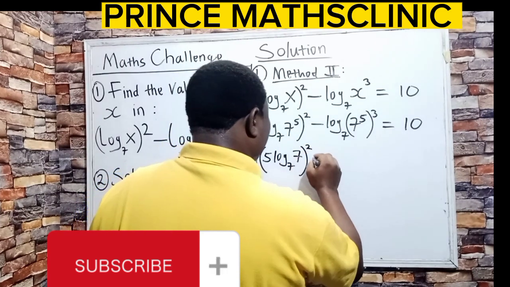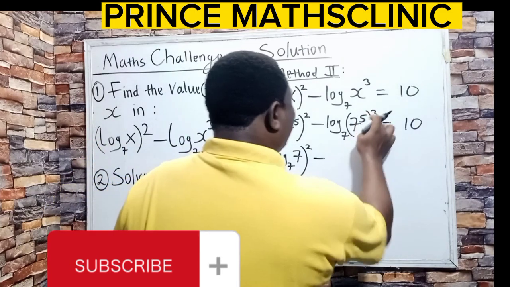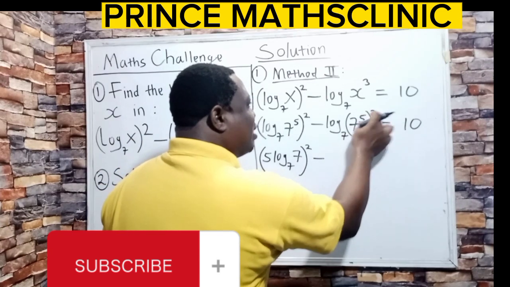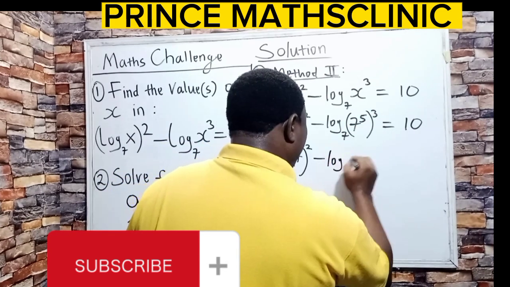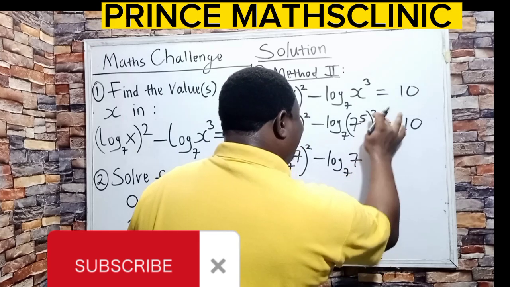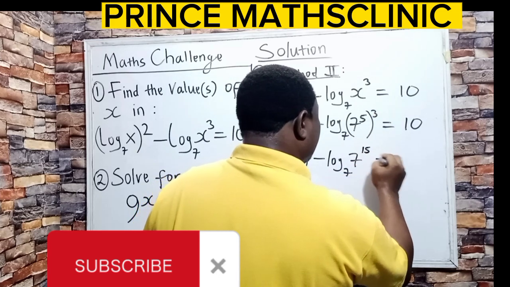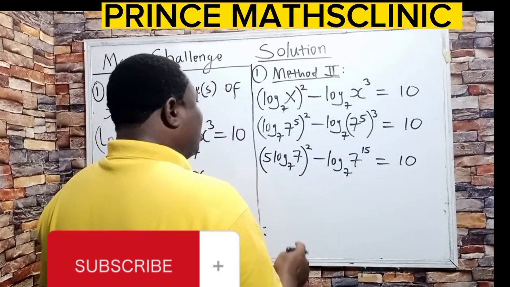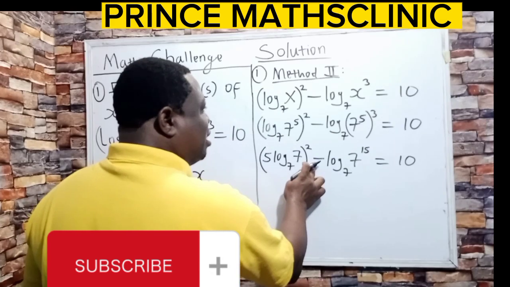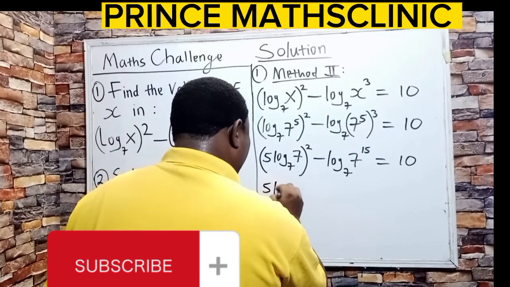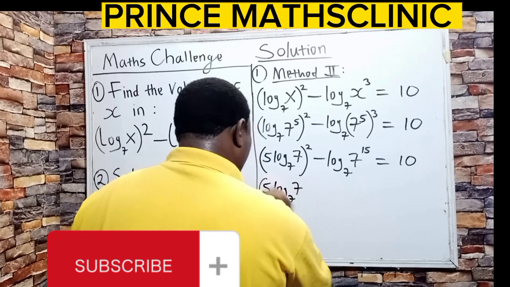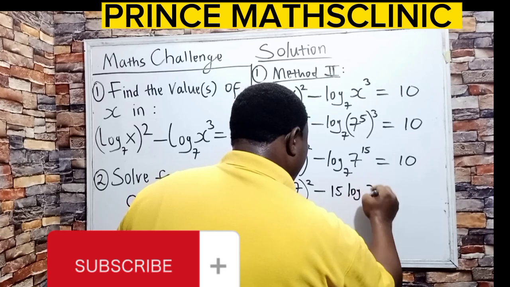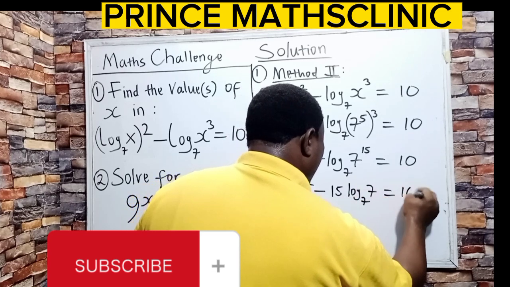Now all squared minus. Now, based on the laws of logarithm and indices, power of power will multiply. So this becomes log 7 base 7. Then 5 times 3 is what? 15 equal to 10. Therefore, we know that this can multiply this here, right? So this becomes 5 log 7 base 7 all squared minus 15 log 7 base 7 equal to 10.